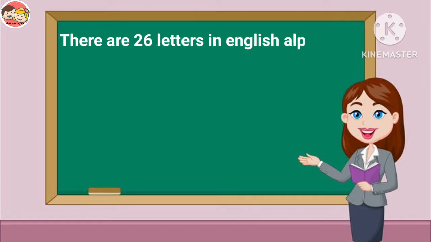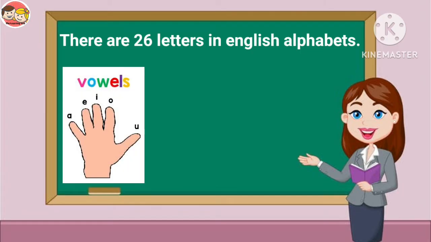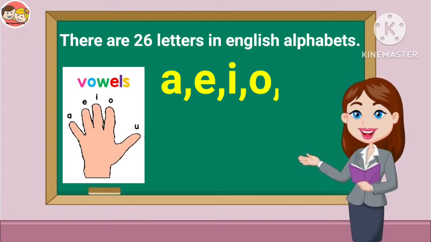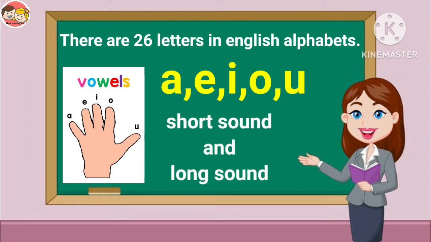There are 26 letters in the English alphabet. Out of them, 5 are vowels and the remaining letters are called consonants. So, how many vowels are there? There are 5 vowels. They are A, E, I, O, U. Each of the 5 vowels has 2 main sounds, a short sound and a long sound.